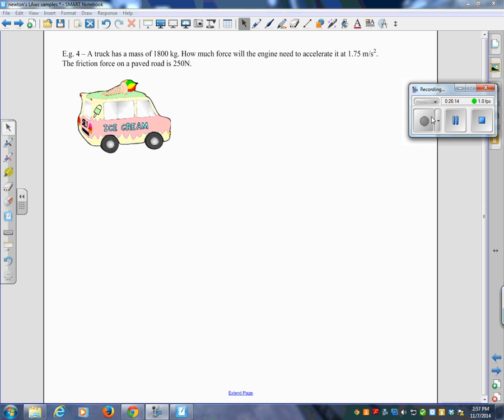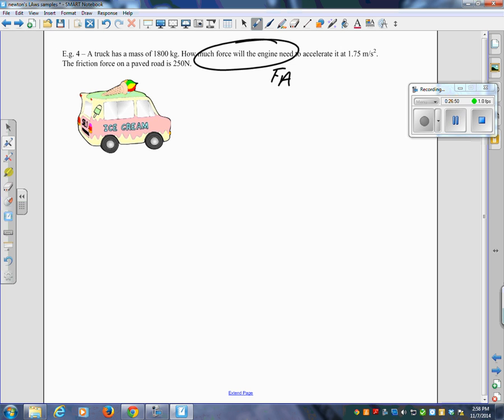Okay, good. I like this question because it really makes you think. A truck has a mass of 1,800 kilograms. How much force will the engine need to accelerate at 1.75 meters per second squared? The friction force on a paved road is 250 newtons. The reason I like this question is because the people that refuse to write the formula are almost guaranteed to get it wrong. Your first instinct, and I'm going to show you here. Let's do the steps. I'm asked to find how much force the engine will need.